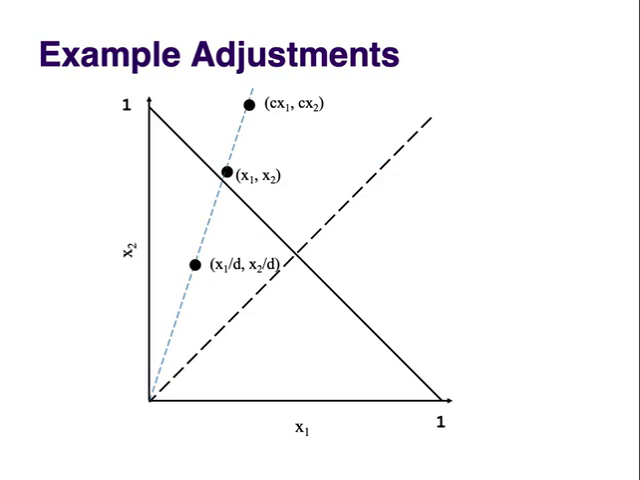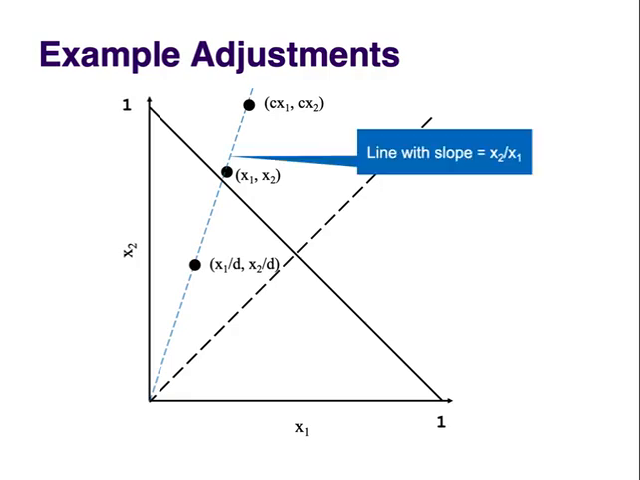If I said I'm multiplying x1 and x2 by some factor, or dividing x1 and x2 by some factor, then I'm moving along a line that has a slope that you can achieve by drawing a line connecting x1, x2 to the origin. Okay?